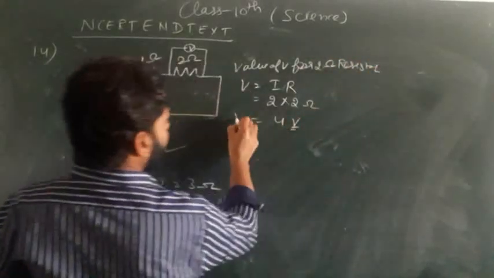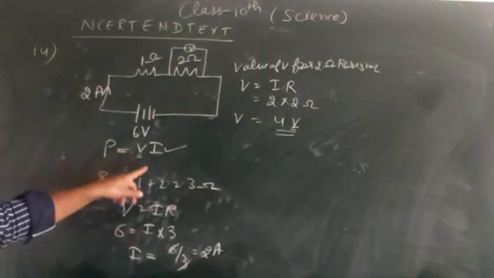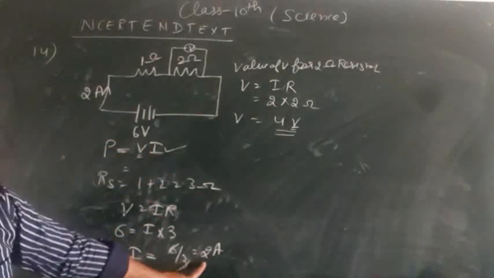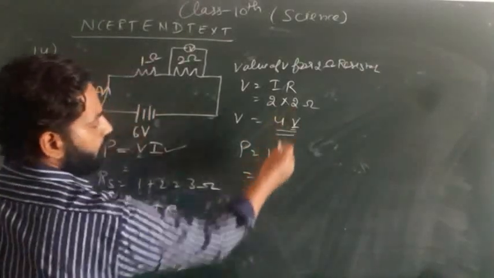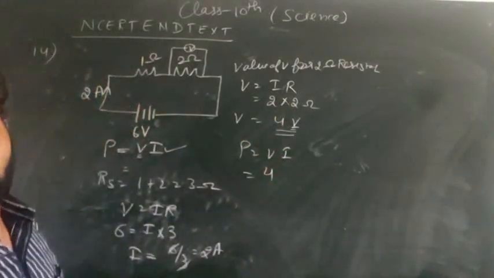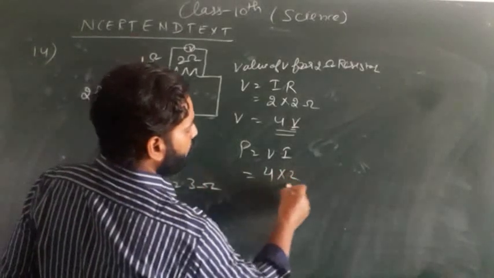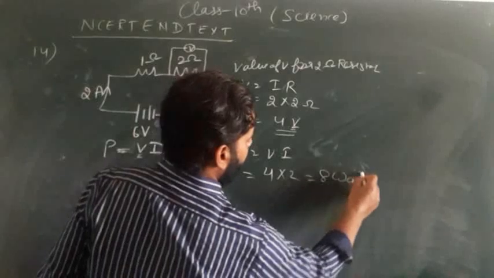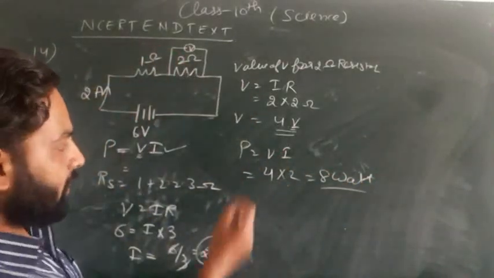So now we calculated V. V is 4 volt and I we have already calculated as 2 ampere. So we know that P is equal to VI. V is 4, and I we calculated as 2. So 4 into 2, that is 8 watt. That is the power for the 2 ohm resistor. So this is the first part.